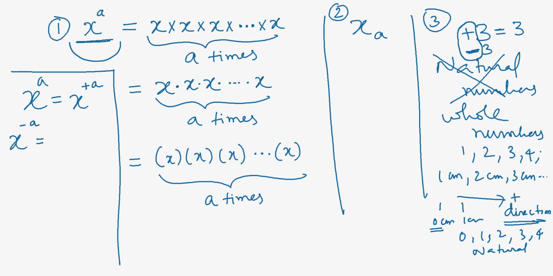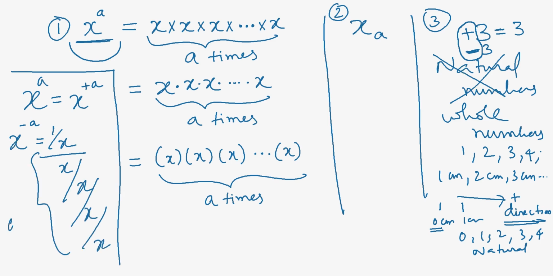So this will look like 1 divided by x, divided by x, divided by x. Do you get that? Divided by x, how many times? A times.